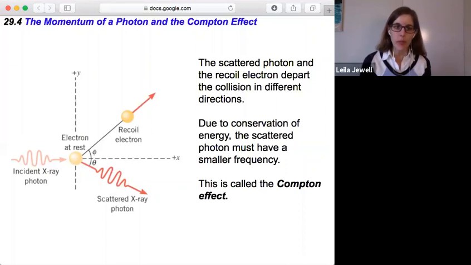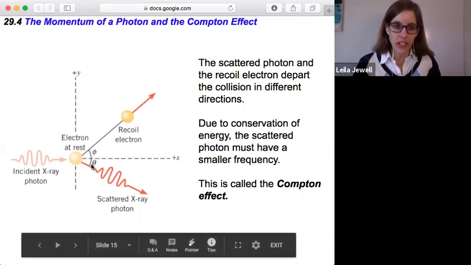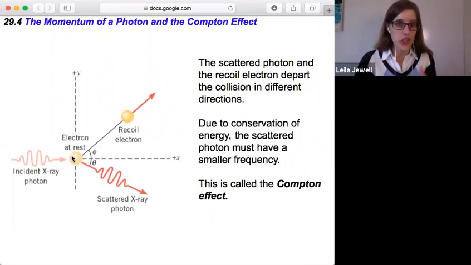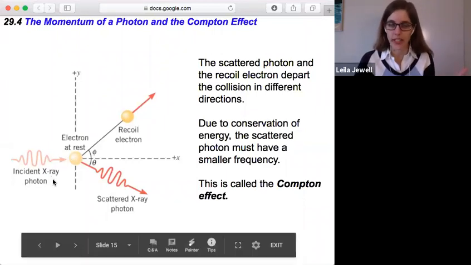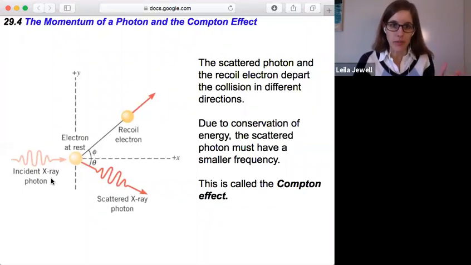Section 29.4, the momentum of a photon and the Compton effect. So we're going to imagine an experiment where we have an electron that's at rest and we send in an X-ray photon, which is just X-ray electromagnetic radiation. We're sending light in, happens to be in the X-ray range in terms of frequency and energy. But we know that light can behave as a particle.